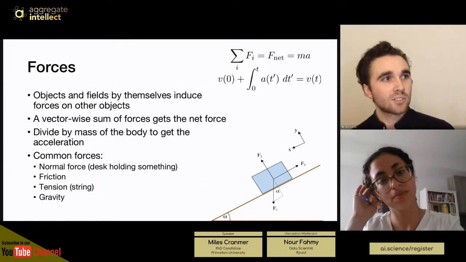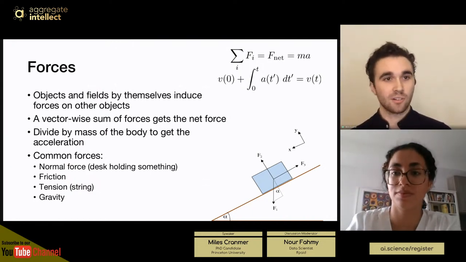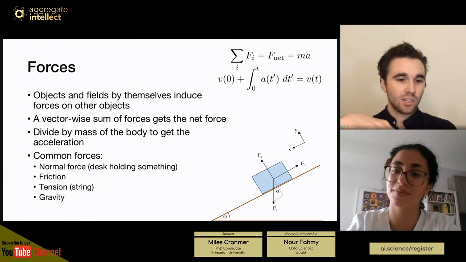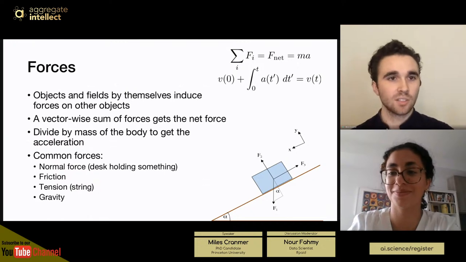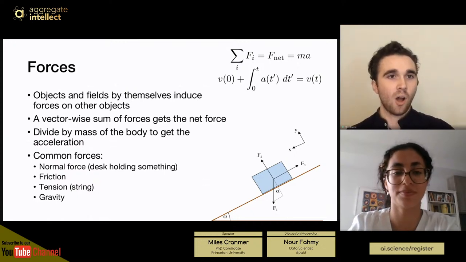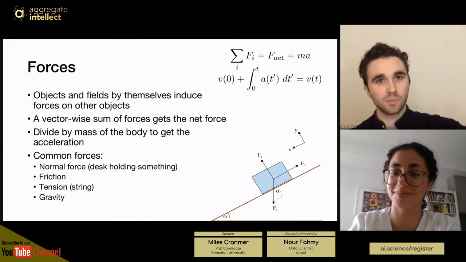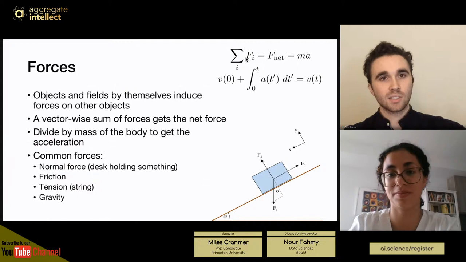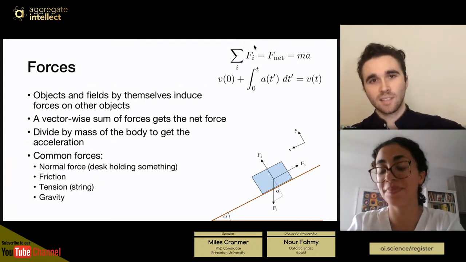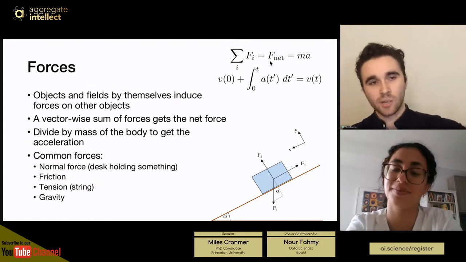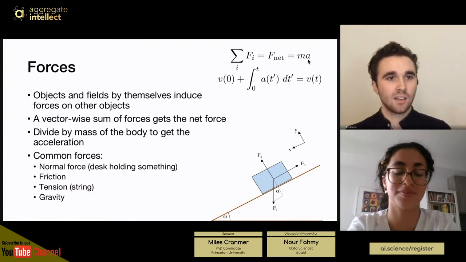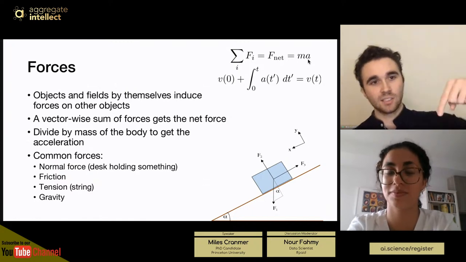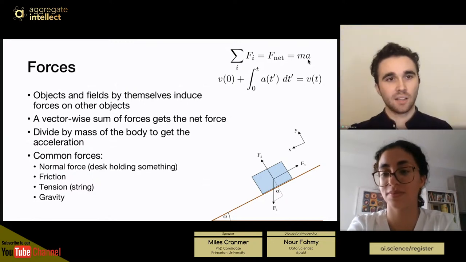So if you can think way back to when you did physics, or if you're comfortable with this kind of thing, the first approach to classical mechanics, which is the dynamics of everyday objects moving around, falling, is forces. So this is Newtonian mechanics. Objects and fields induce forces on other objects. You sum these forces into a net force that gives you the acceleration of an object. There are common forces like gravity pulling things down. It's a force vector, and you sum them up and that gives you acceleration.